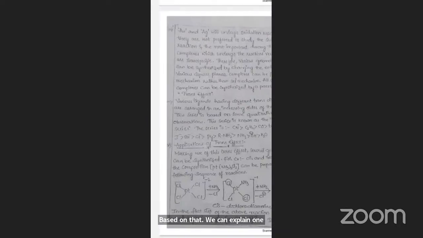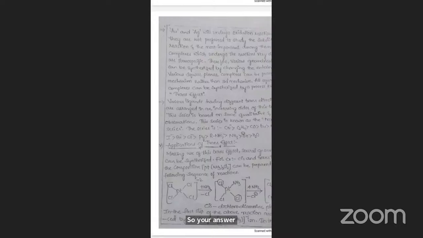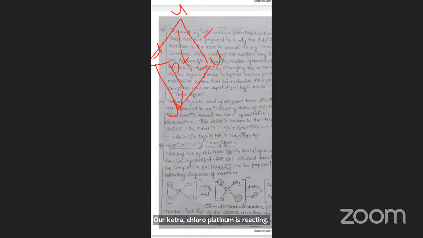You can easily understand it. So observe here, what is the starting product? Platinum tetrachloride, or tetrachloroplatinate, is the starting material or reactant. That reactant reacts with ammonia. Ammonia is the incoming ligand. So first, ammonia enters into this coordination sphere.